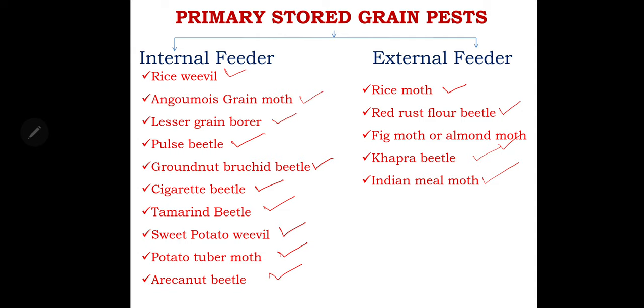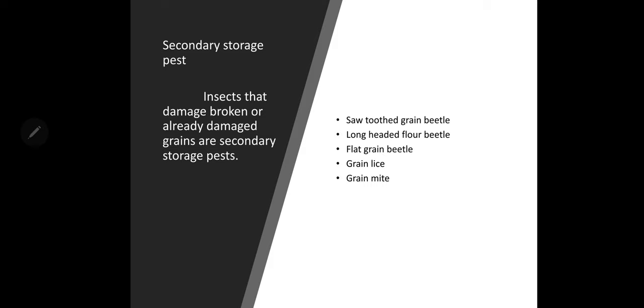So these are important primary stored grain pests which initially attack sound grain, whole grain, or previously undamaged grain. Now the other category is secondary storage pests. Secondary storage pests are insects that damage or cause losses to broken or already damaged grain. The list of secondary storage pests is saw-toothed grain beetle, Oryzaephilus species, then long-headed flour beetle, Latheticus oryzae, then flat grain beetle, Cryptolestes species, then grain lice, Liposcelis, then grain mites, Acarus siro. These are important secondary storage pests.